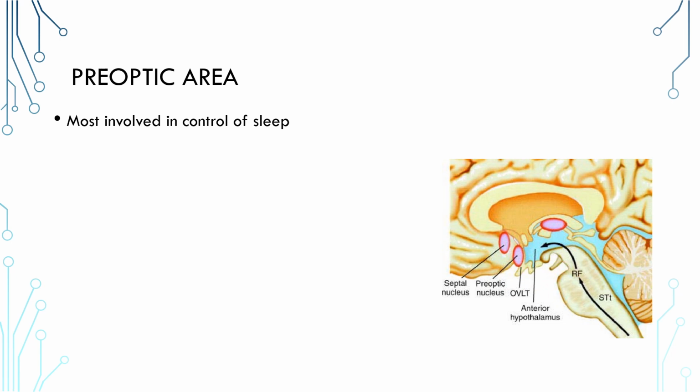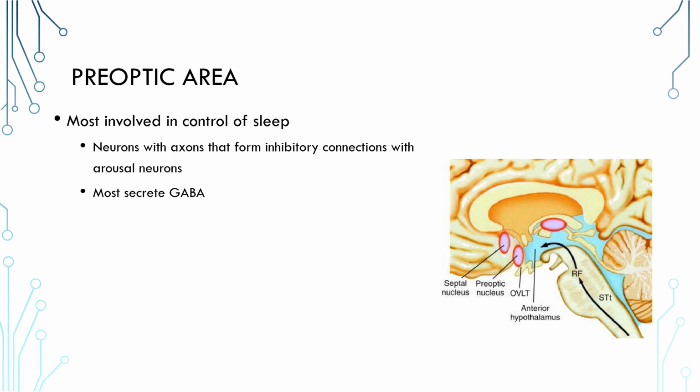This is most involved in the actual control of sleep. In particular, neurons here project axons out that form inhibitory connections with arousal neurons. So neurons that are keeping you awake, neurons in this particular area form connections with those and inhibit those arousal neurons. Most of them secrete GABA, which if you'll remember is an inhibitory neurotransmitter. So when these neurons are active, they are going to suppress the arousal neurons by releasing GABA and inhibiting their firing.